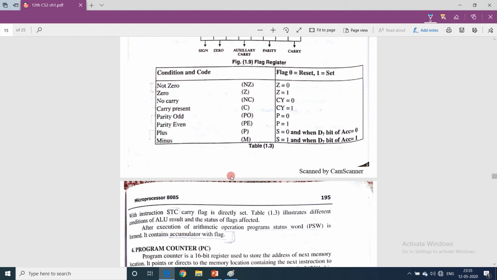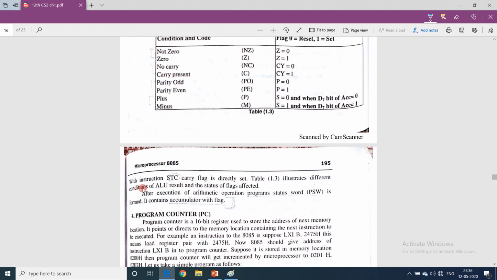Let's see what's written next. With instruction STC, carry flag. STC is one of those 74 instructions which we are going to learn in chapter 2. STC means set carry. It directly sets the carry flag. Okay. Table 1.3 illustrates the different conditions that we have discussed. Table 1.3: conditions of ALU result and the status of flags affected.